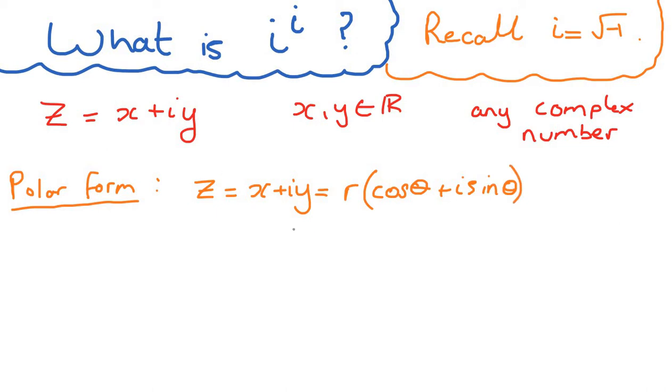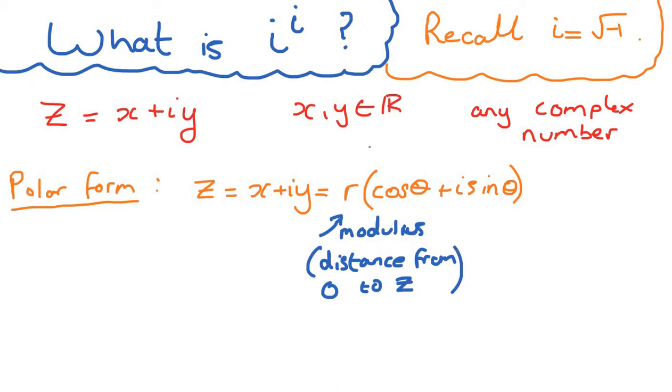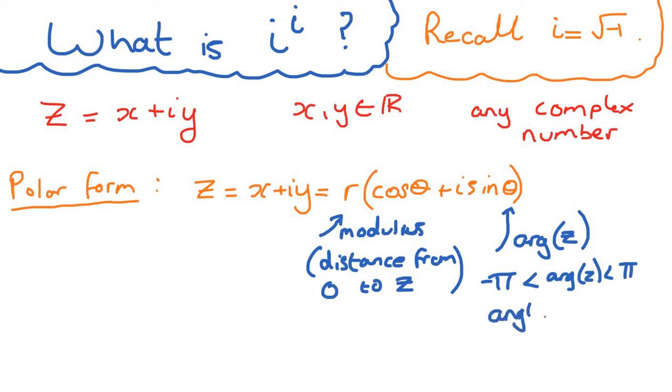Now, what is r? Well, r is the modulus. That's the distance from the origin to z. I'll write that down: distance from O to Z, and we can easily find that using Pythagoras. And theta is the argument of z, something that lies between pi and minus pi. This is the angle from the x-axis up to z. I'll write that, angle from the x-axis, or rather, I shouldn't say the x-axis if we're in the complex world, I should say the real axis, to z. So with that in mind, let's try and put i in polar form.